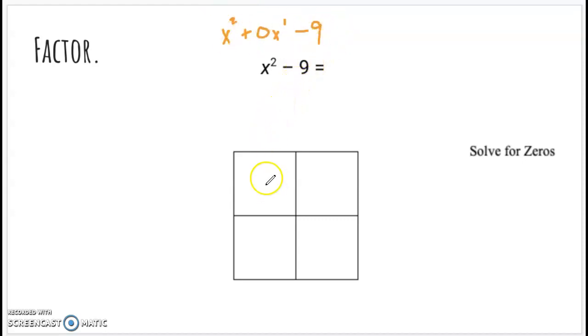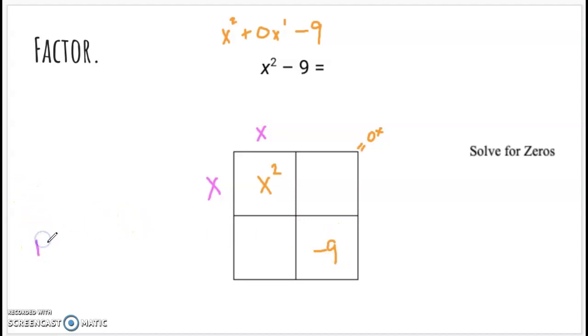Well, so that being said, I can fill in my box. I know that this top one's going to be my x squared. I've got this minus 9 down here, and my diagonal is going to add to make 0x. Okay, so now I can start doing some factoring. So let's see here. My x squared is pretty straightforward. I know x times x is going to make that x squared. But now I have to think about my factors of -9.